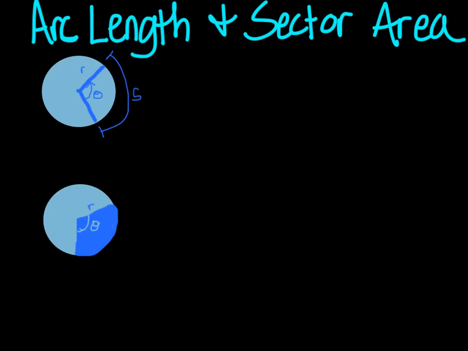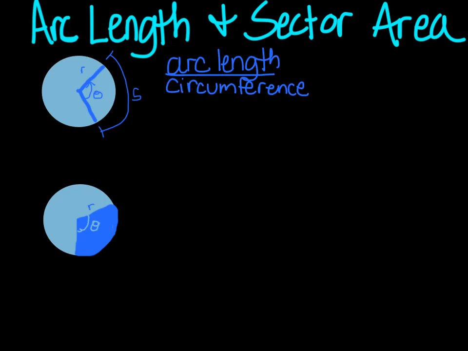All right, this is a long video, I'm sorry, I know. But we have one more section to do, arc length and sector area. Okay, so for arc length, we're just going to set up a proportion, just like you did in geometry. Our arc length is a part of the circumference. And that's going to be proportional to the angle that goes with that arc over the angle in a whole circle.